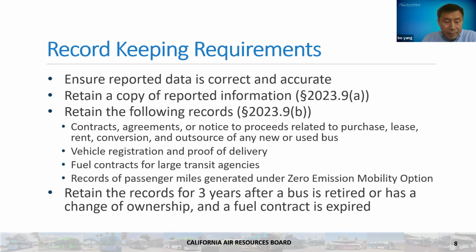Records must be retained at least for 3 years after the bus is retired or sold to another entity. In case of fuel contracts, records must be retained 3 years after the fuel contract is expired. Transit agencies must make these records available to CARB in case of an audit.